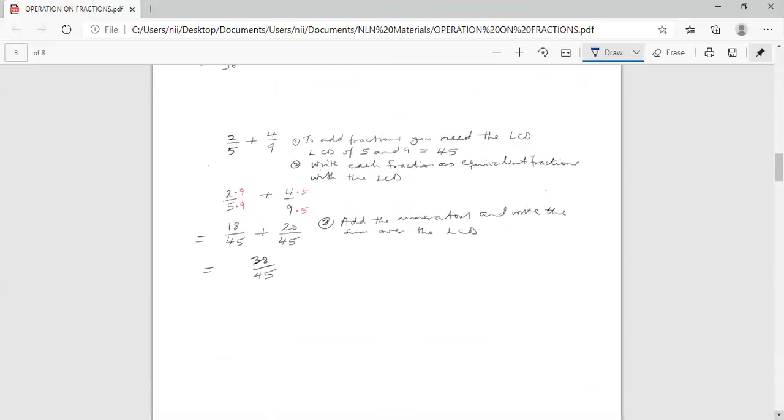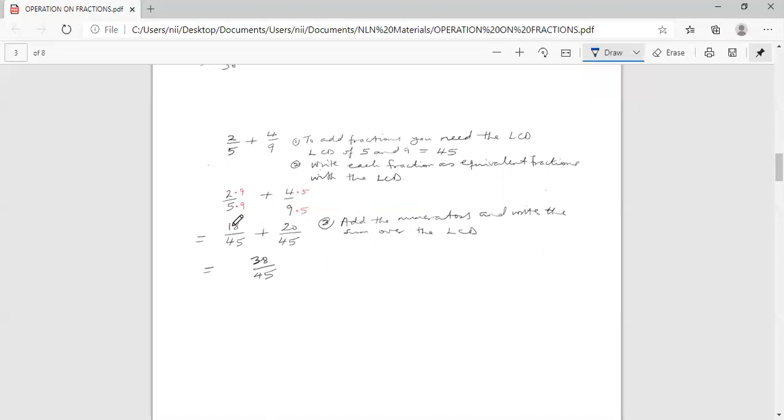Add 2 over 5 plus 4 over 9. 2 over 5 plus 4 over 9. All right, so let's see. To add fractions, again, you need the LCD. So what's the LCD between 5 and 9? It's going to be 45, right? 45. So write each of them as equivalent fractions with 45 as your denominator. So we know that 5 times 9 will give us 45. So I have to multiply the numerator also by 9.